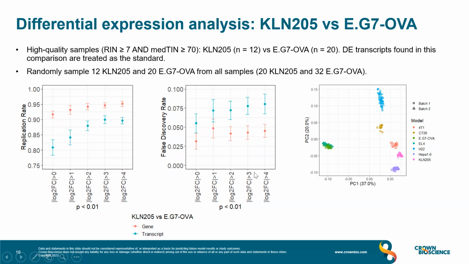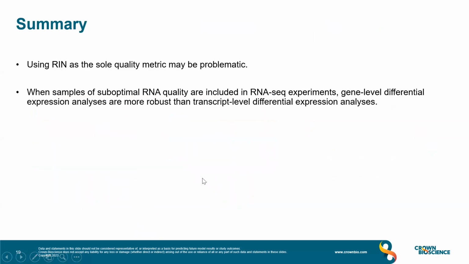Now, just a quick summary of the two take-home messages from my presentation. First, ring value alone does not provide a complete picture of sample RNA quality, and we suggest using both ring and median t-score in the quality control process of RNA-seq experiments. Second, we saw from our analysis that when samples of suboptimal RNA quality are included in RNA-seq experiments, gene-level differential expression analysis is more robust than transcript-level differential expression analysis.